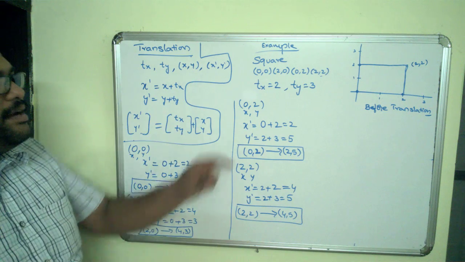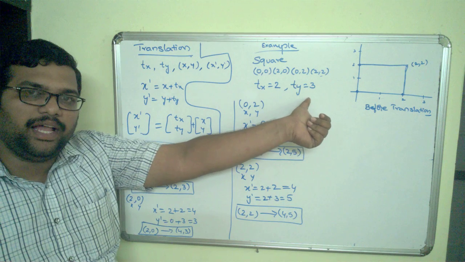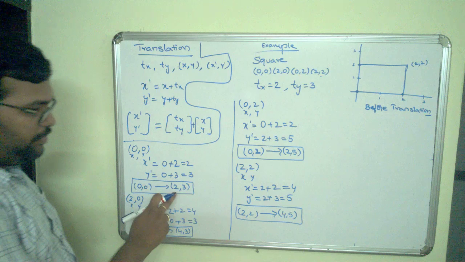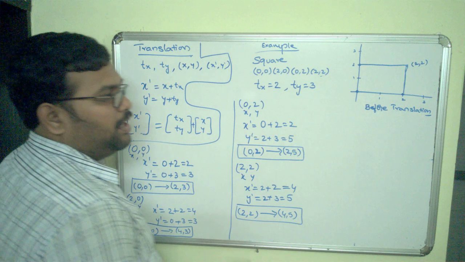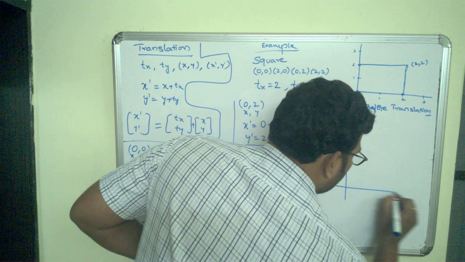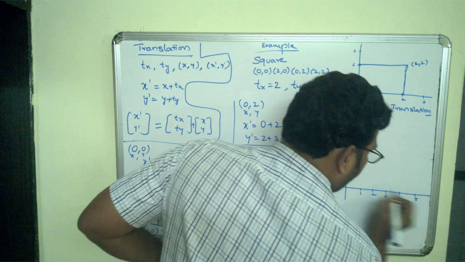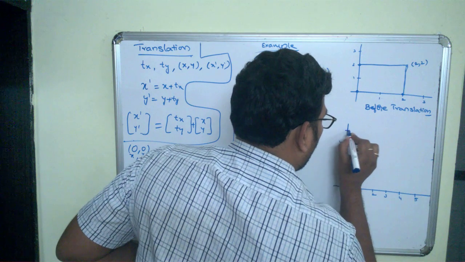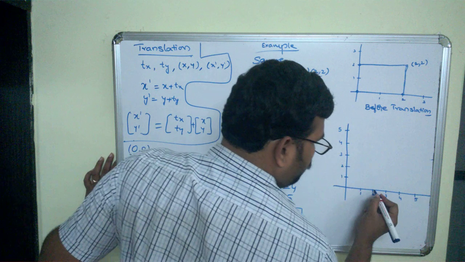So after translating the given square with 2 units towards the x-axis and 3 units towards the y-axis, we get the new points (2, 3), (4, 3), (2, 5), (4, 5). Let us draw the graph here. (2, 3).